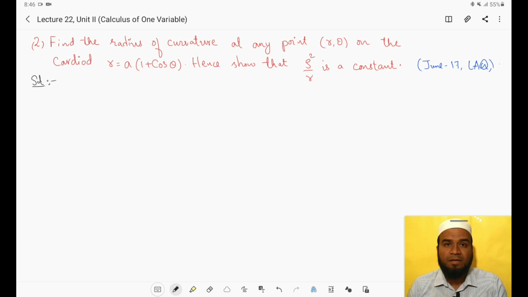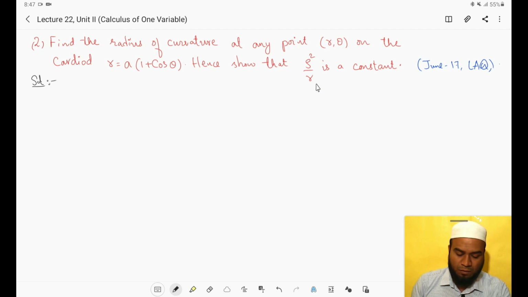So what is the given curve here? We have to evaluate the radius of curvature for the curve r equals a into 1 plus cos theta. This is the given curve. We have to evaluate the radius of curvature for this curve at any point r comma theta, and hence we have to show that rho square by r, where rho is the radius of curvature for this curve, should be a constant. We have to show that also, right?